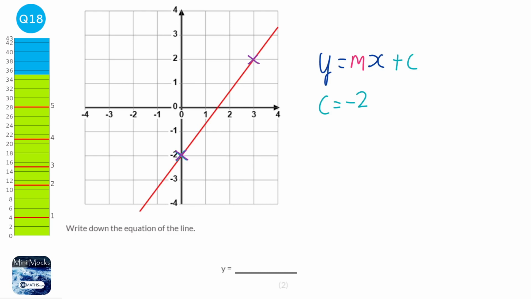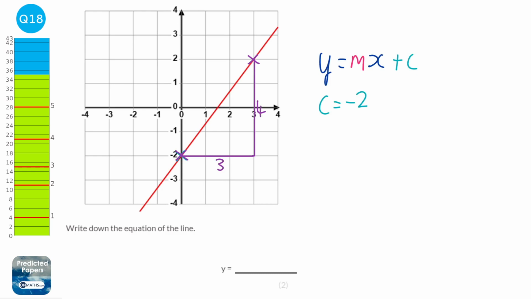And what I'm going to do is just draw a right angle triangle between the 2 points. Try and get it as nice as I can. And we're going to work out how far up and how far right we went. Well, we went 3 right and 4 up.